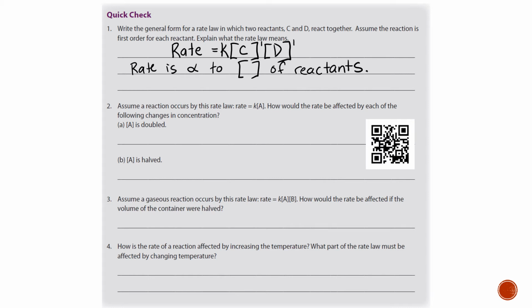Now, with quick check question number 2, it says assume a reaction occurs by this rate law. So we have a constant times the concentration of A. How would the rate be affected by each of the following changes in concentration? If we are doubling the concentration of A, anything we do to the one side, we also have to do to the other side. So if we're doubling this, we're taking A times 2. That means that the rate is also going to be times 2. So we're going to be doubling the rate. Likewise, if we're halving A, we're going to be dividing A by 2. We're going to take the rate and divide it by 2, so we're going to have half the rate.